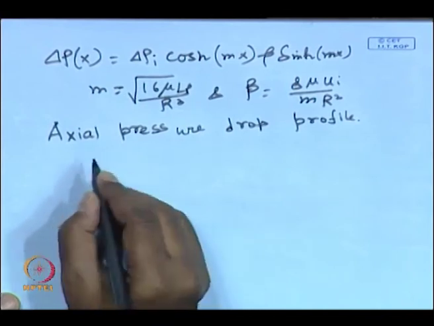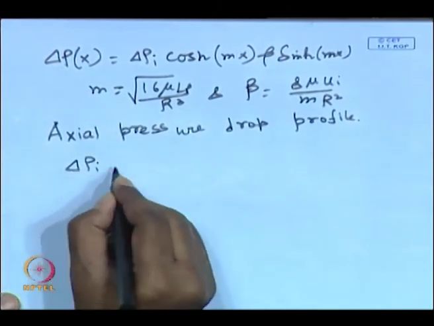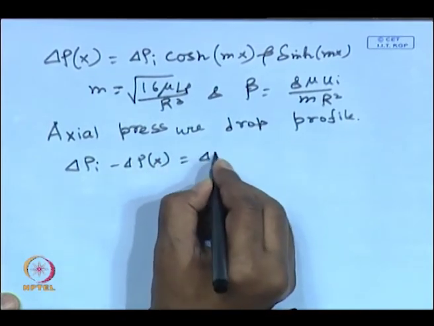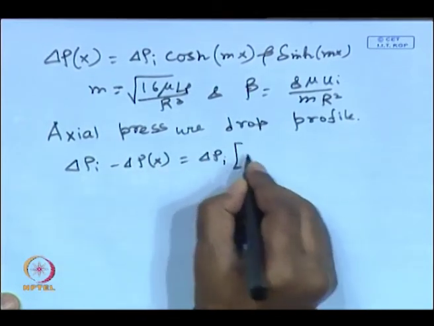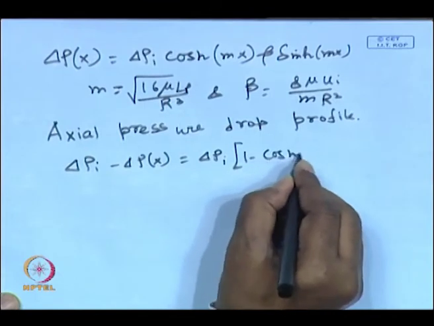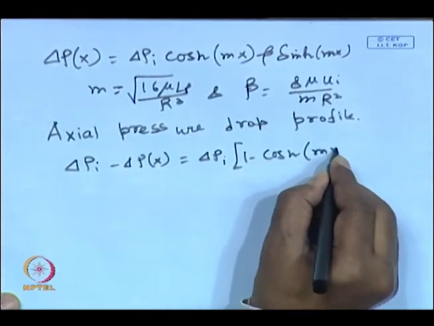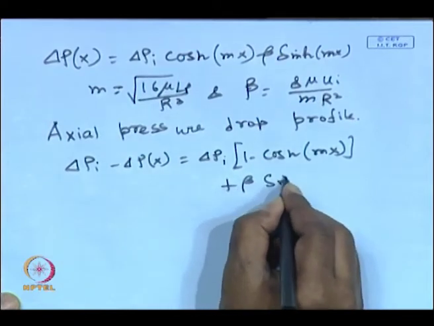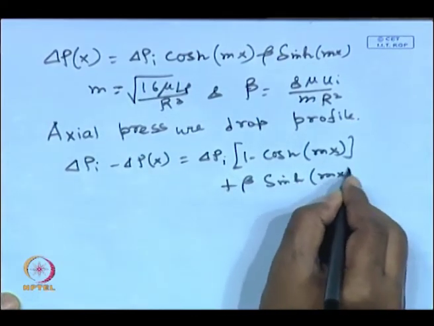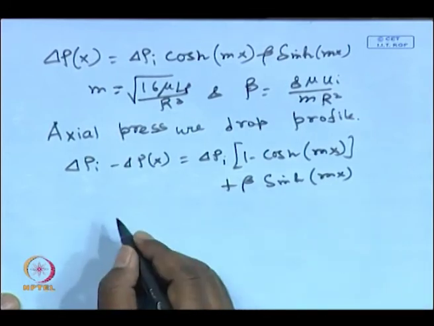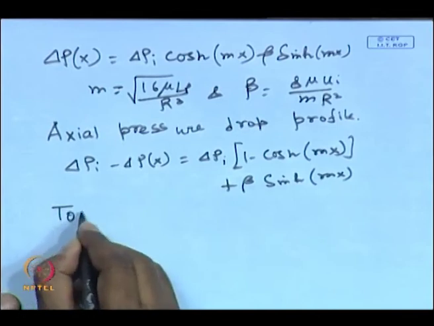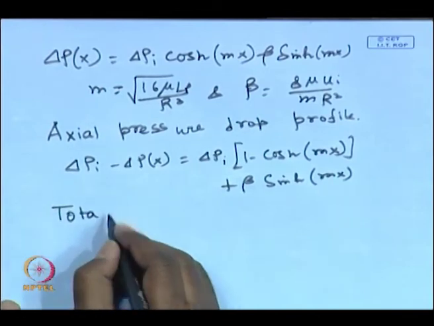And the axial pressure drop profile along the module becomes delta P in minus delta P x is equal to delta P in times 1 minus cosh mx plus beta sinh mx, and the total axial pressure drop across the module is obtained when we replace x by L.